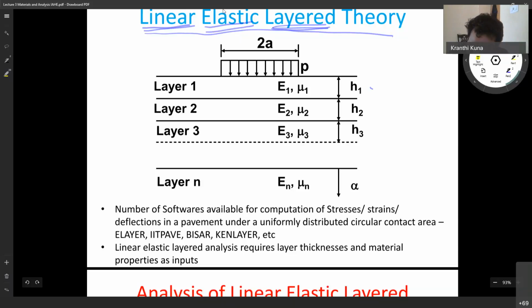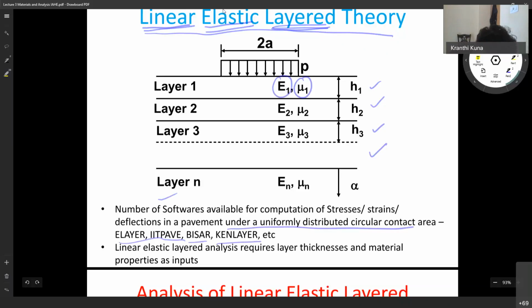So you can see different layers. We model the pavement into different layers, whose inputs are elastic modulus and Poisson ratio. We model this in the software with a number of layers, whether 3 layers, 4 layers or 5 layers, so here you have n layers. A number of software packages are available, for example eLayer, IITPAVE, BISAR and KENLAYER. All of them assume a circular contact area.